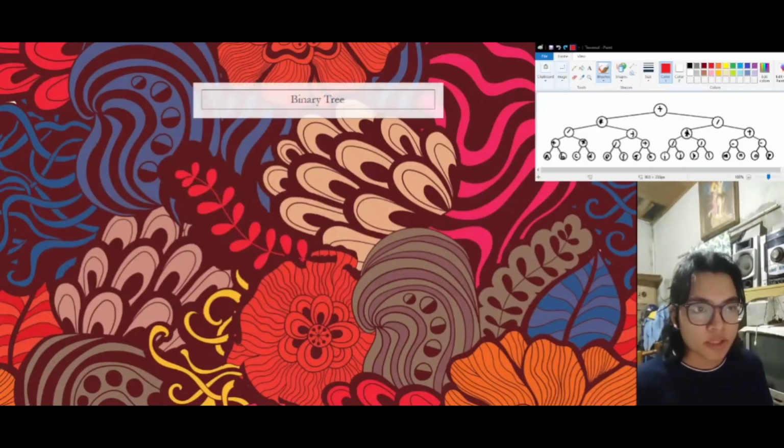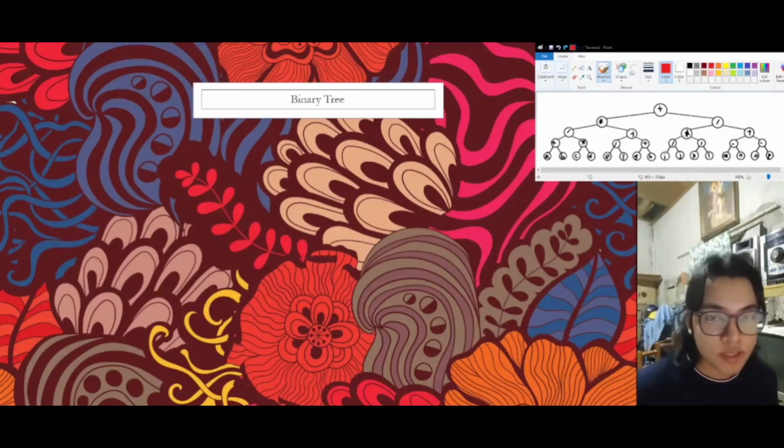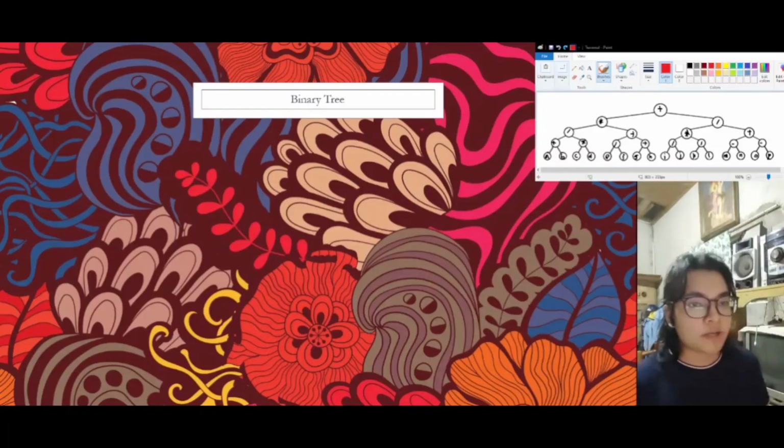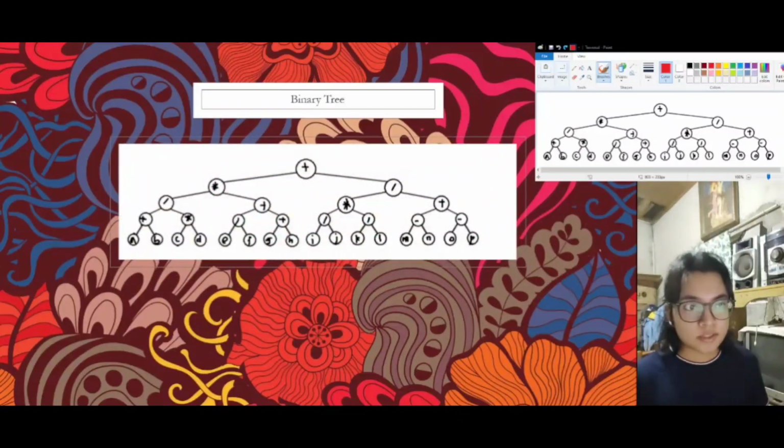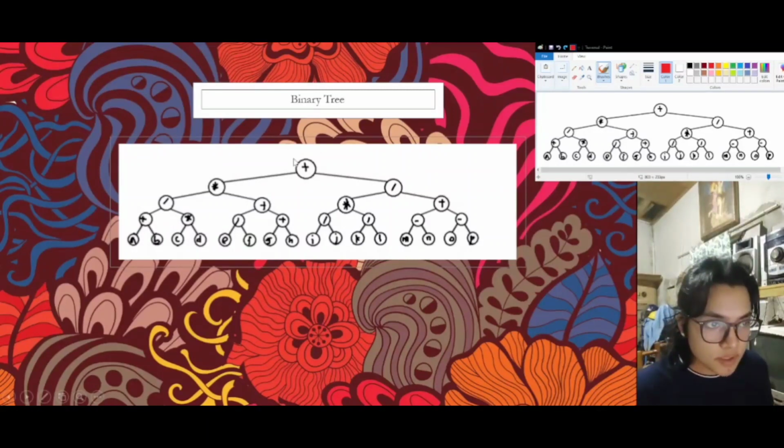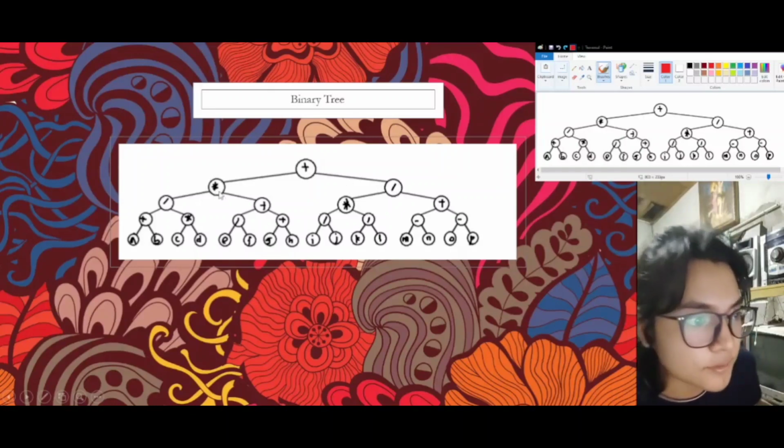A binary tree is a kind of tree, so first we're going to explain trees. A tree is a structure that has children and parent nodes. This one here is going to be our parent node, and these two are its direct children. This means the parent plus has children asterisk and divide, or multiplication if you insist.